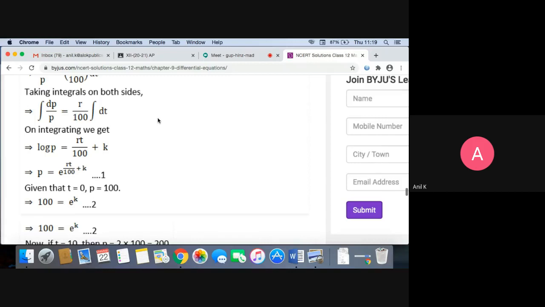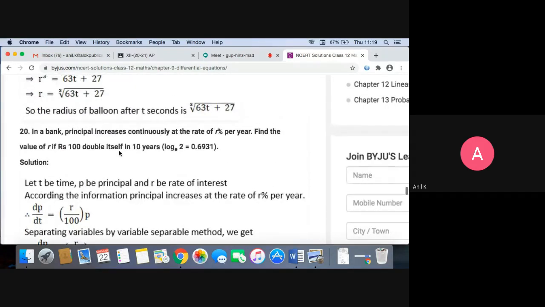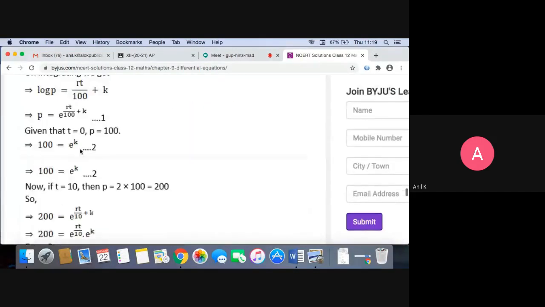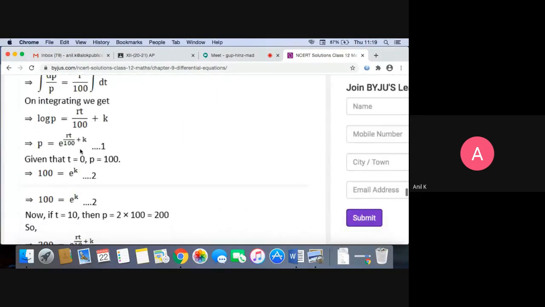Now what is given in the question here is that 100 rupees is becoming 200 rupees after 10 years. So that means the initial amount you are investing in the bank or somewhere is 100 rupees. Initial amount means when t goes to 0, your principal amount is 100 rupees. So that's the condition they used here: when t goes to 0, P goes to 100. So substitute these values here.